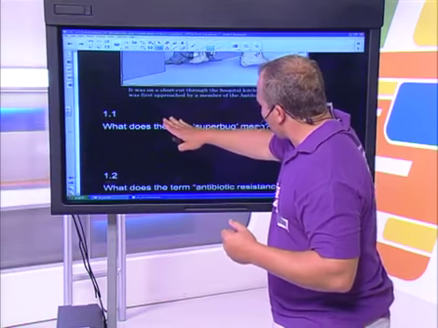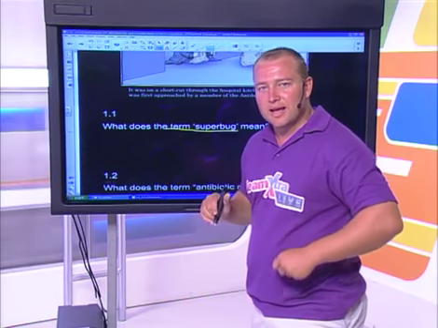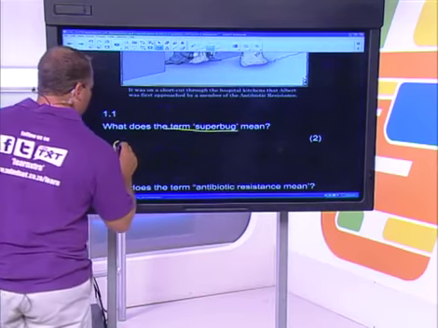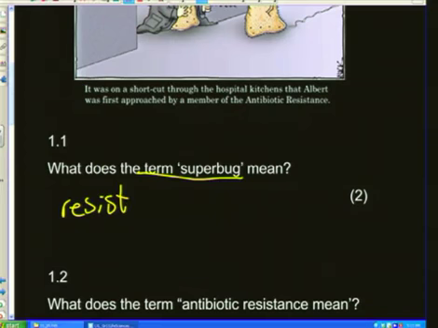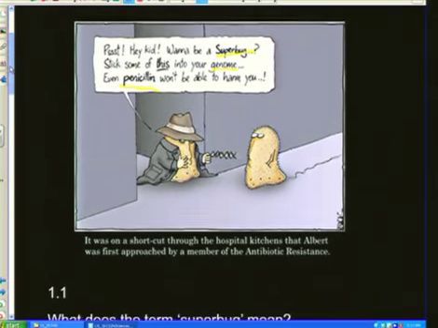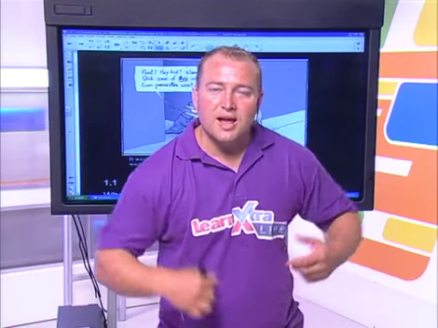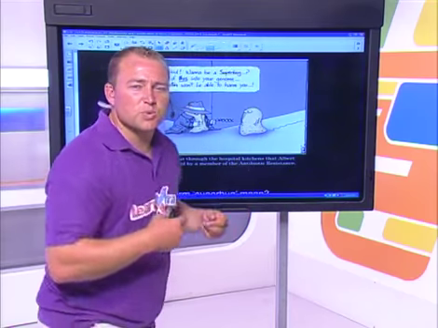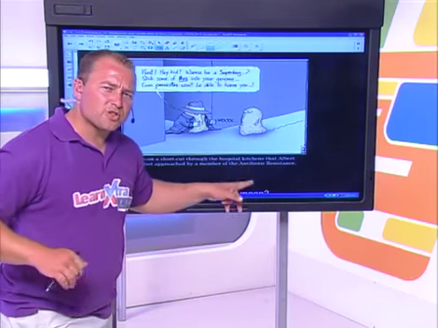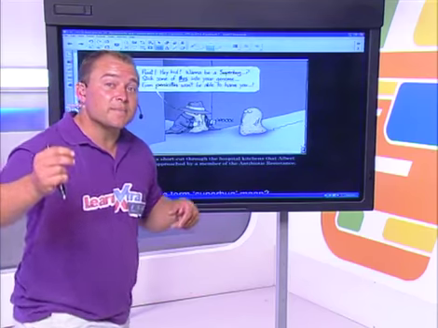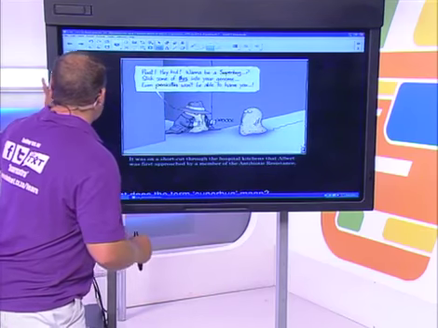So, what does a superbug mean? It means he is resistant to antibiotics. If you have a look at it, resistant to penicillin. Even penicillin can't harm him, because what kills bacteria? Our penicillin and those things called antibiotics. That's why we're given it. So, is this a virus or a bacteria, by the way? It is a bacteria, not a virus. Next one.